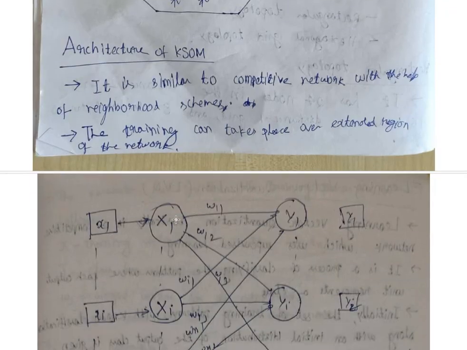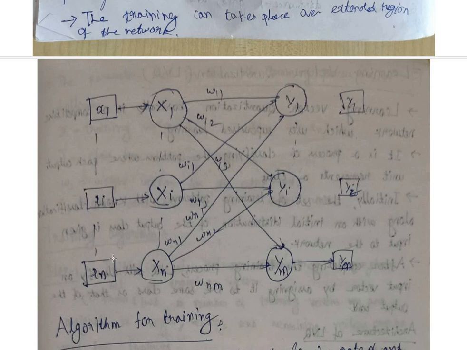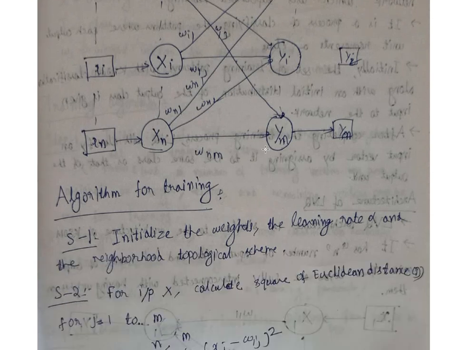The architecture of SOM, KSOM, Kohonen self-organizing map. So we have the input features given to the input neurons and the output values. As said, it is a single layer neural network. We have the weights W11, W12 from X1 to Yi. So we have all the input and output neurons and their corresponding weights.